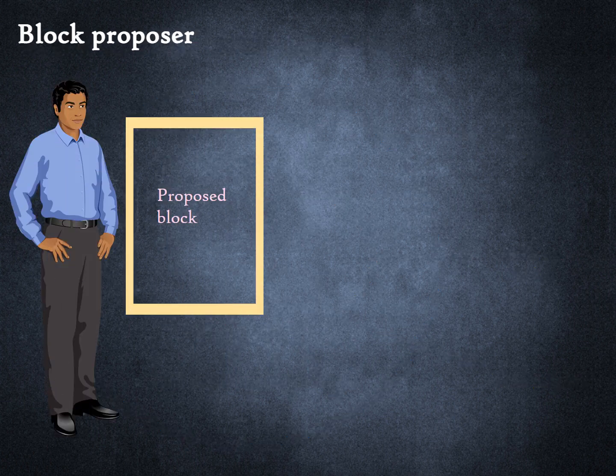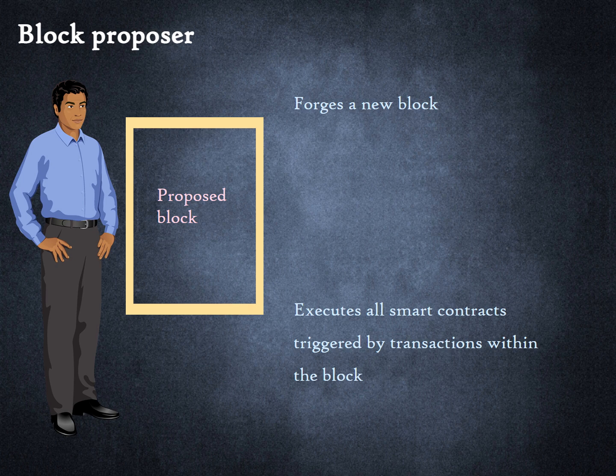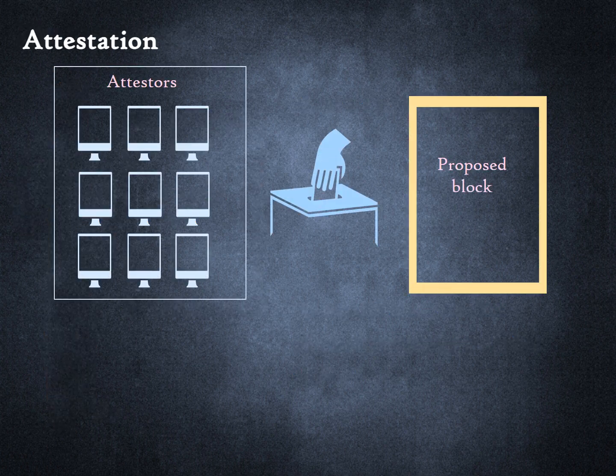The block proposer forms the block. In Ethereum, this act is termed forging a block instead of the expression mining a block in Bitcoin. She also executes all the smart contracts contained within the block. This is where the process differs again from proof-of-work mining.